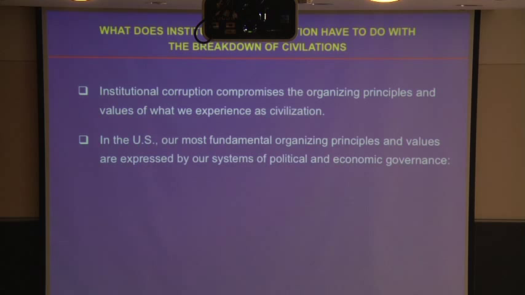In the US, our most fundamental organizing principles and values are expressed by our systems of political and economic governance. And they're related. And you know what they are. Our system of political governance is democracy, and our system of economic governance is capitalism. In a country that is built around democratic capitalism, they're all together. One of the things that's important about this course, and why I'm delighted to be here today, is that if you go through the catalog of the Faculty of Arts and Sciences and look at the number of courses that are looking at the current state of democracy and capitalism, there are very few. This is a course that's doing it. And this is really, to me, at the core of where we are in terms of thinking about what kind of a civilization we want going forward. So it's a big deal issue.